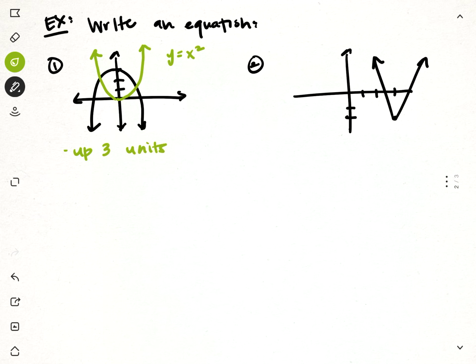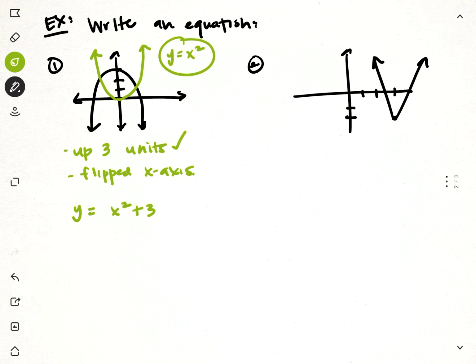That's the first thing. It went up 3 units for our vertex. And then it got flipped over, flipped on the x-axis. So we're going to start with this base function and apply these two ideas. If I know that it's up 3 units, then I'm going to say y equals x squared plus 3. That checks that first thing off.